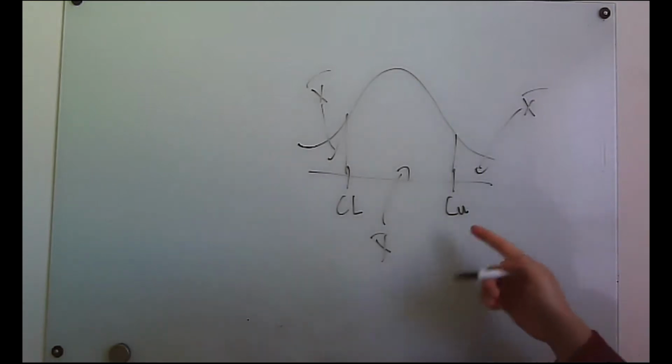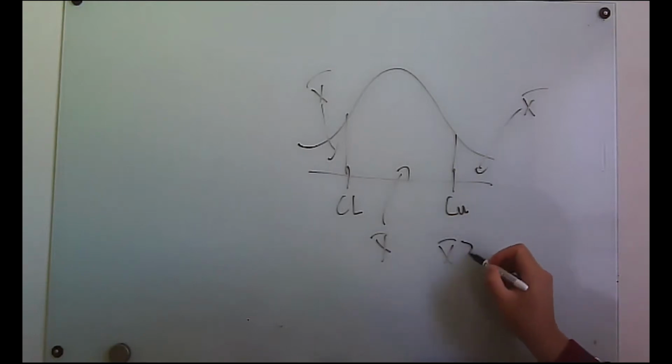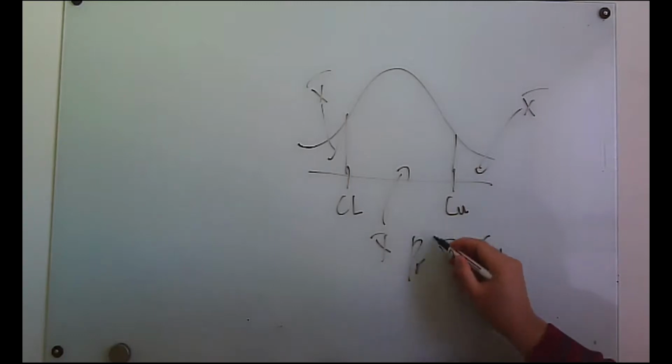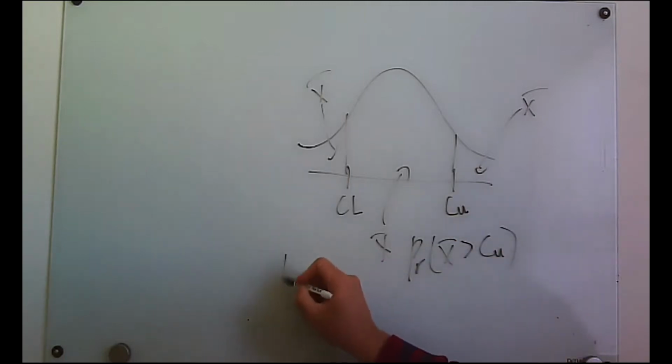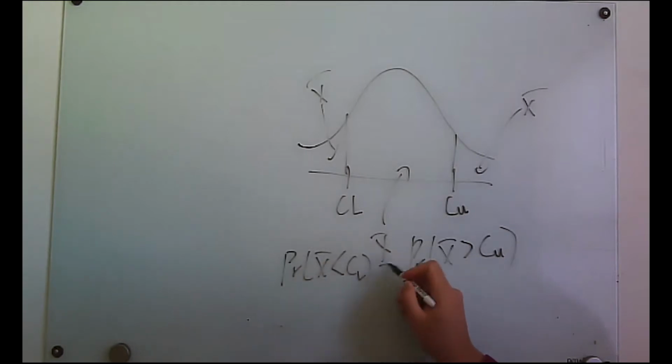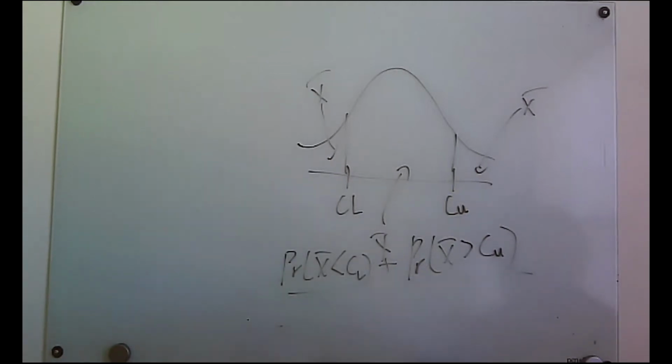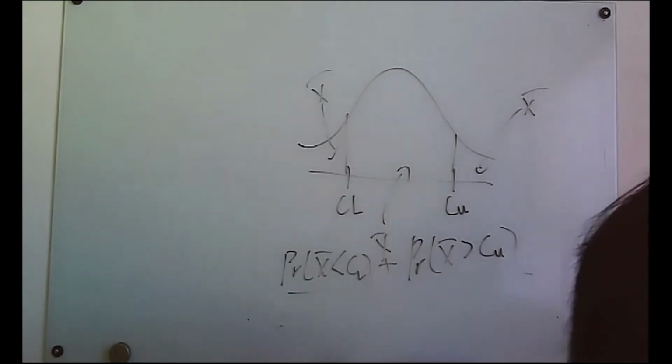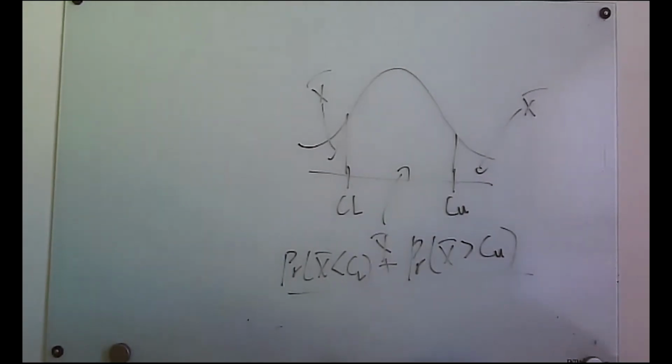So for example, if X bar is greater than C upper, and this is a probability, and if this is the probability of X bar being less than C lower, the summation of these is actually the probability we are looking for, right? Okay, that was the basic idea.